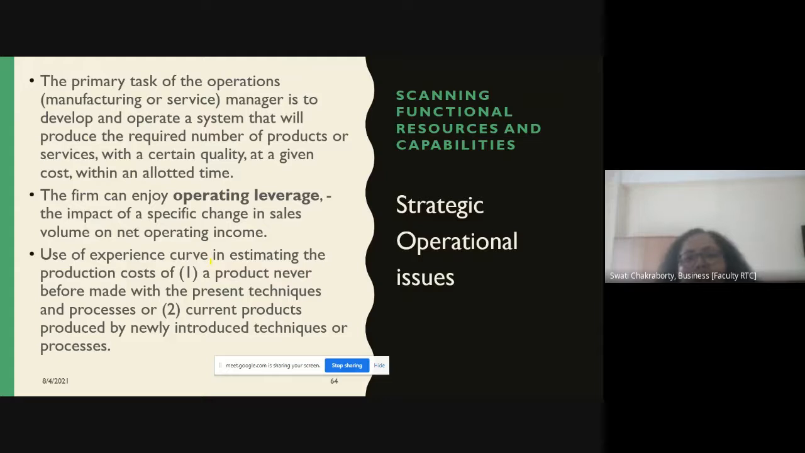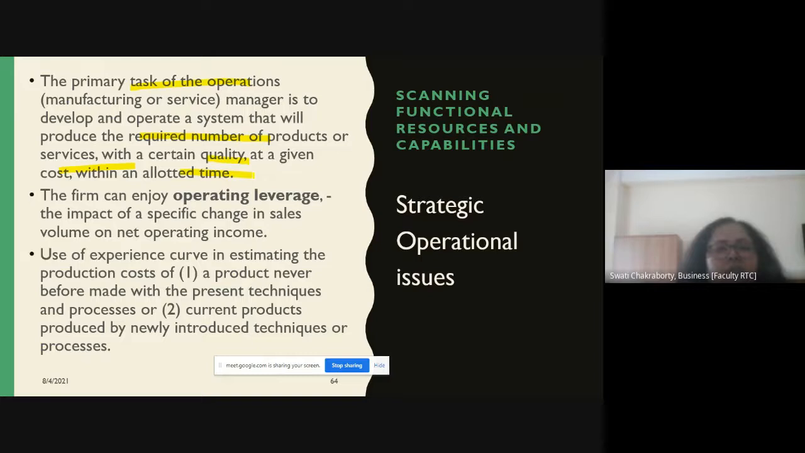Okay. Next, we have is strategic operational issues. So the primary task of operations up here, that is manufacturing or service. The manager in charge of operations has to develop and operate a system which will produce the required number of products or services. Develop a system keeping in mind certain things: quality, cost, time. Given cost, given time, certain quality.